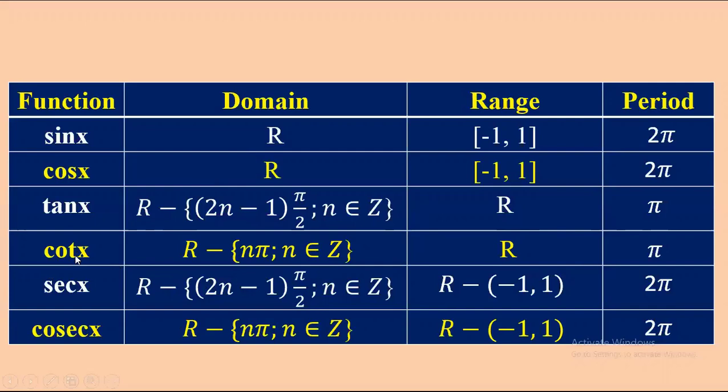For cot x, the domain is the set of all real numbers minus all multiples of pi, that is n pi, that is 0, pi, 2 pi, and so on, and on the left side minus pi, minus 2 pi, and so on. And what is the range? The set of all real numbers, and period is pi.